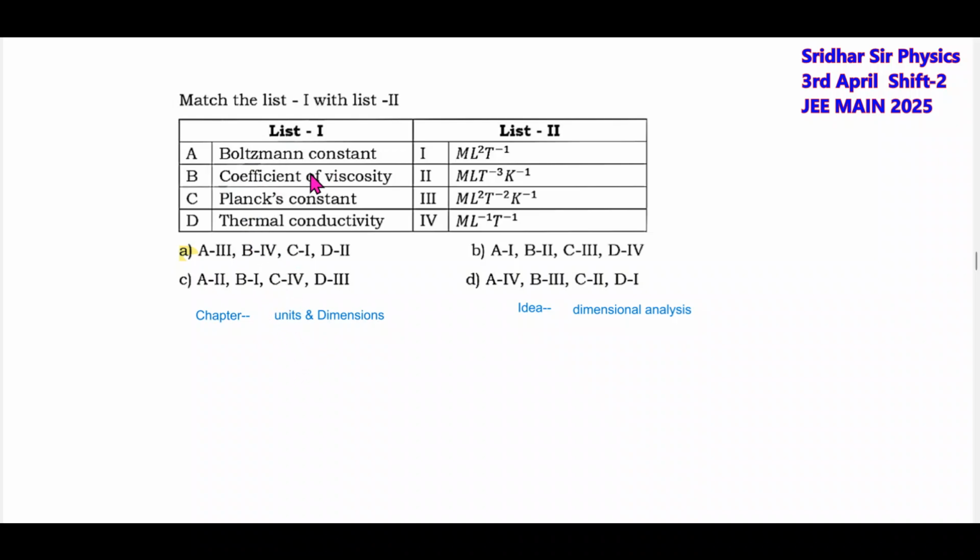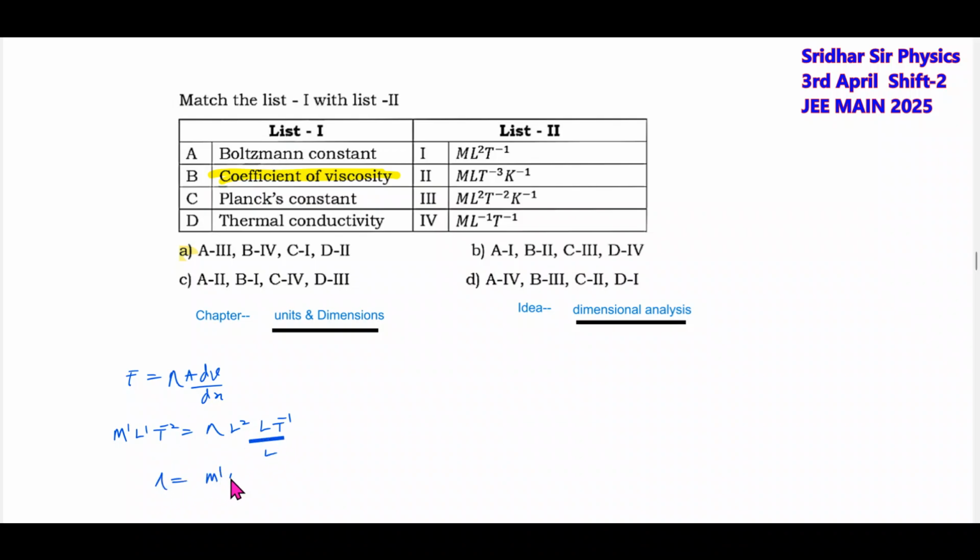Okay, kids, we have a question here based on units and dimensions. Dimensional analysis. The physical quantities are given and we have to match them with the dimensions. Let me start with the coefficient of viscosity first. What is the basic formula? F equal to eta A dV by dx. Force will have dimensions M1 L1 T minus 2. A is L square. Velocity is L T minus 1. This is the L.